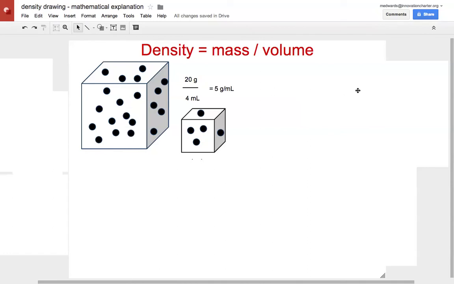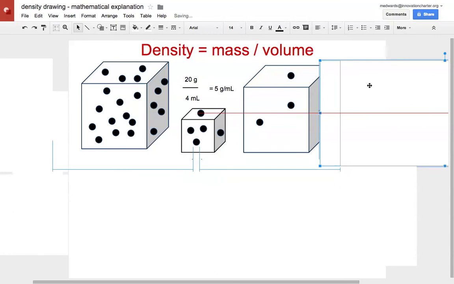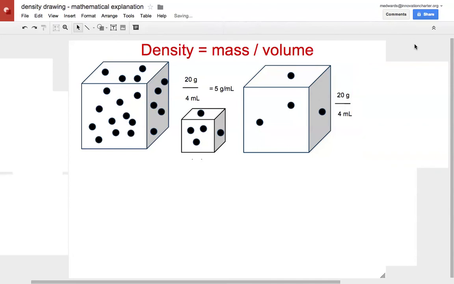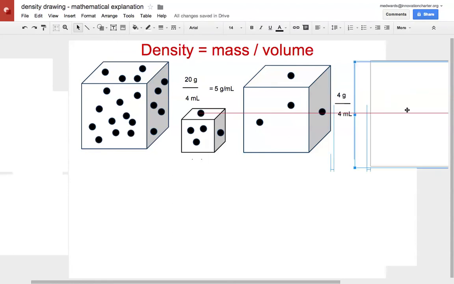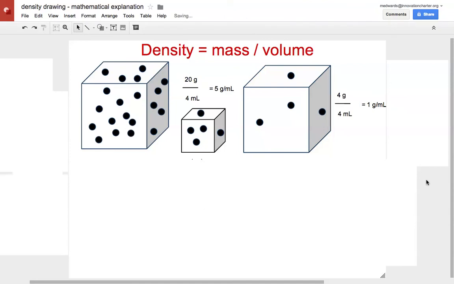Now if we change the mass, keeping the volume the same, there's the same volume, 4 milliliters. But now what we do, oh, wait a minute. Let's change that. 4 grams. So now we have 4 pieces of matter, 4 grams. 4 divided by 4 is 1 gram per milliliter.